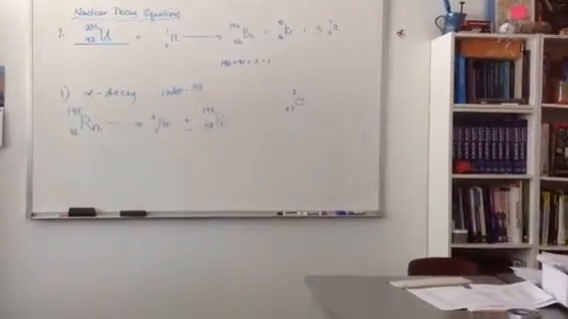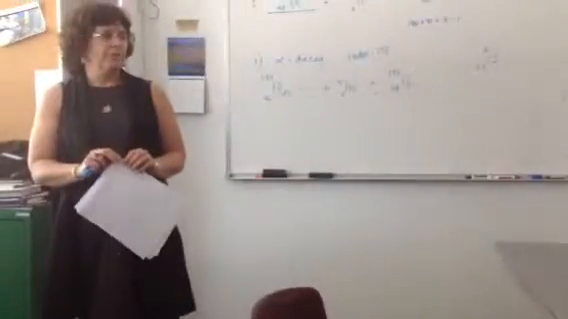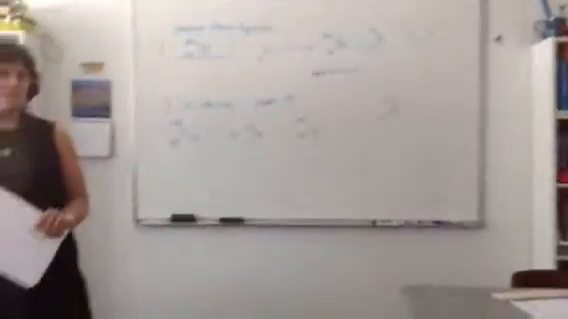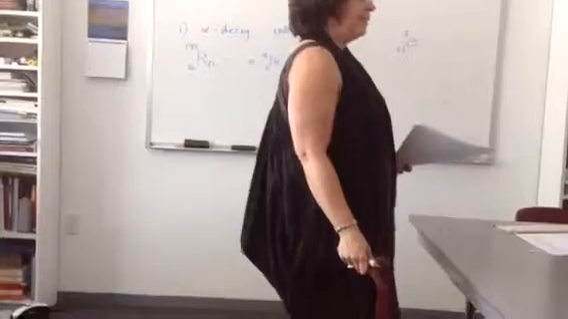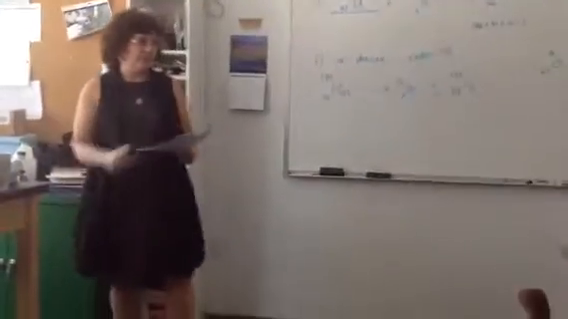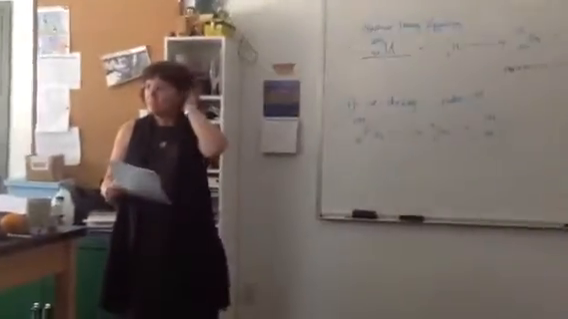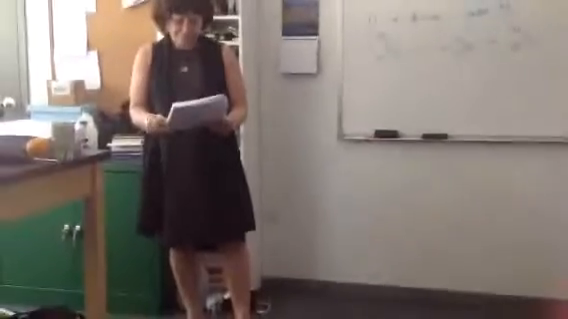What is a positron? It's the antiparticle of an electron. Same mass, different charge. Because you can have a decay by positron emission.